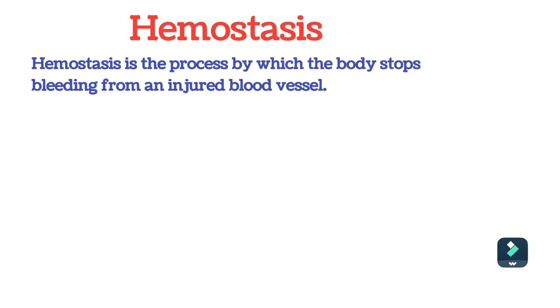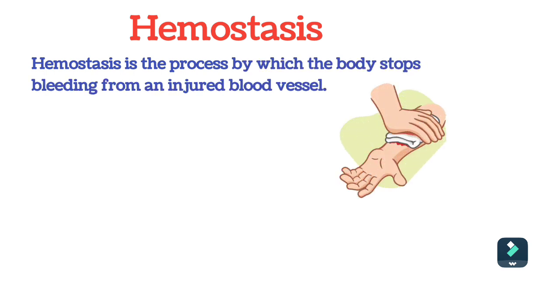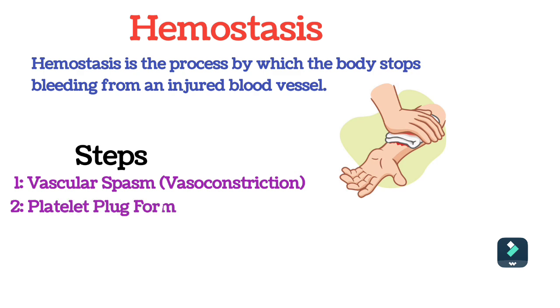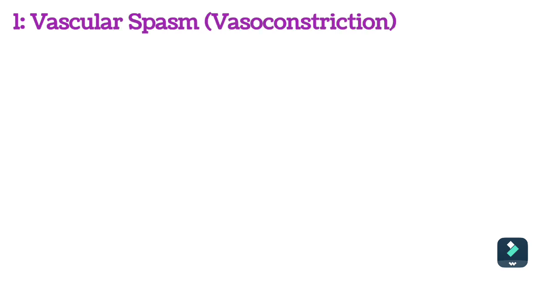Hemostasis is the process by which the body stops bleeding from an injured blood vessel. The steps of hemostasis are as follows. 1. Vascular spasm, vasoconstriction. 2. Platelet plug formation. 3. Coagulation, clotting cascade.